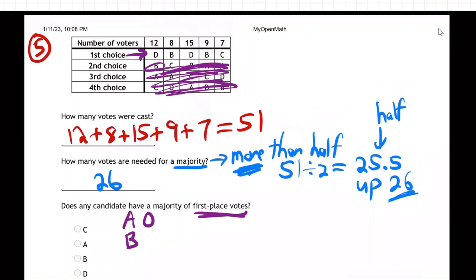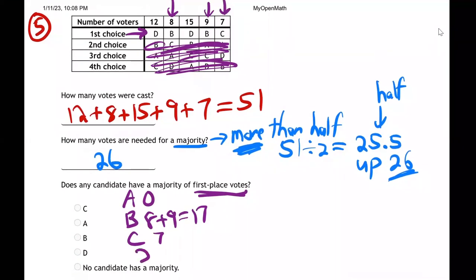How many first place votes does B have? Well, 8 and 9. Whatever that is. 17. How many first place votes does C have? It's like 7. Only 7. And how many first place votes does D have? 12 and 15. 27. Oh, look at that. 27, which is 26 or more. So D has more than half, a majority, of the first place votes.